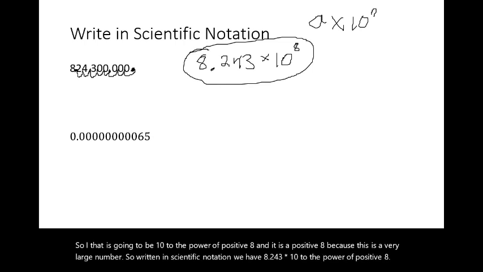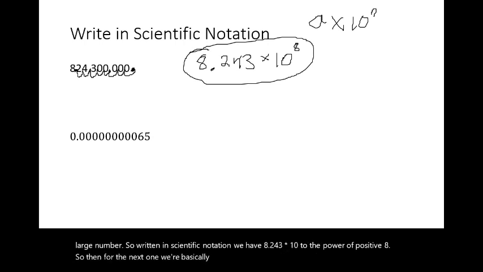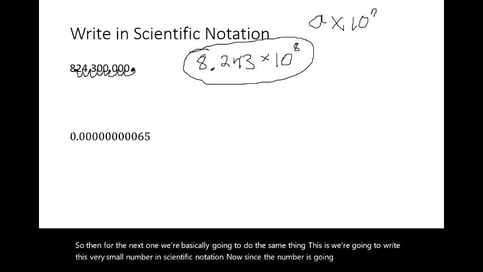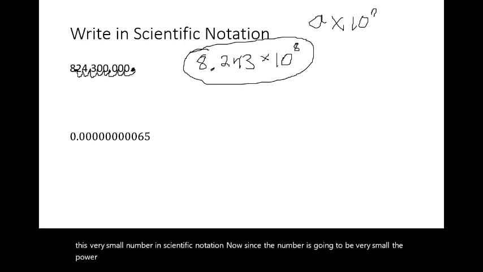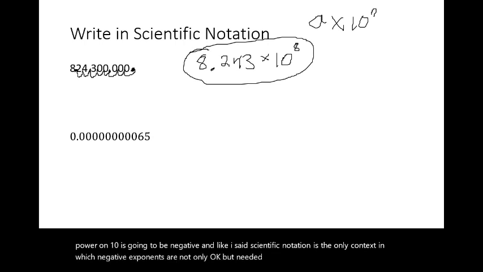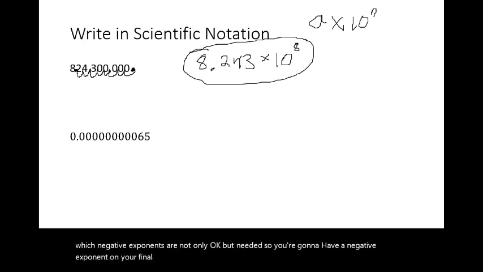So then for the next one, we're basically going to do the same thing. We're going to write this very small number in scientific notation. Now, since the number is going to be very small, the power on 10 is going to be negative. And like I said, scientific notation is the only context in which negative exponents are not only okay, but needed. So you're going to have a negative exponent on your final answer here. Don't worry about moving it into any denominators. You're just going to leave it.